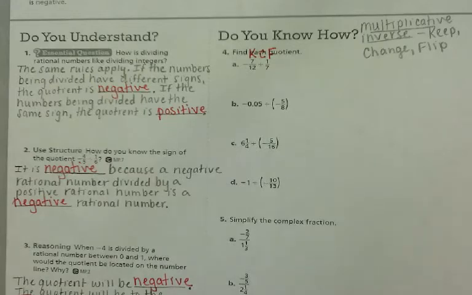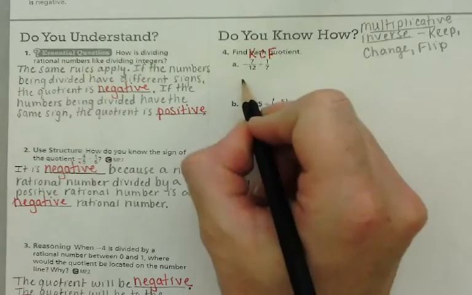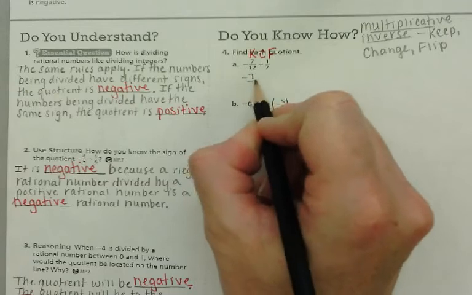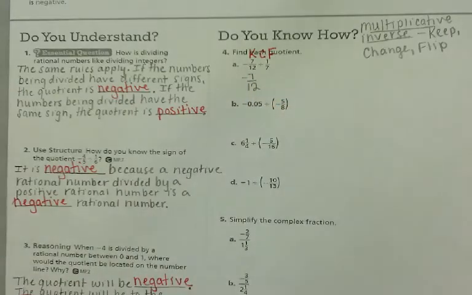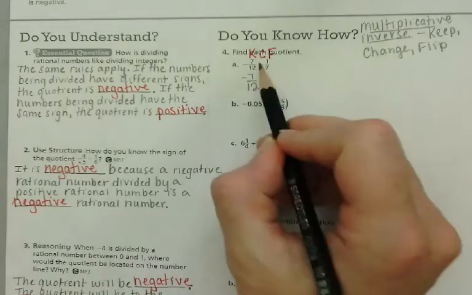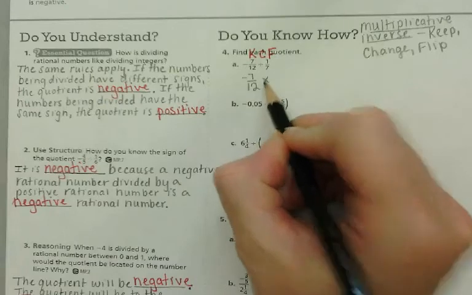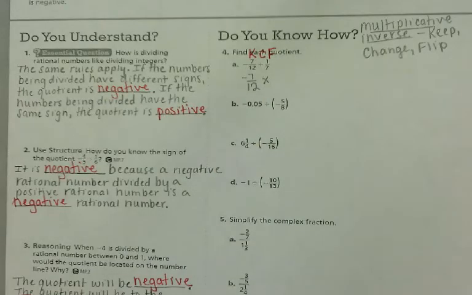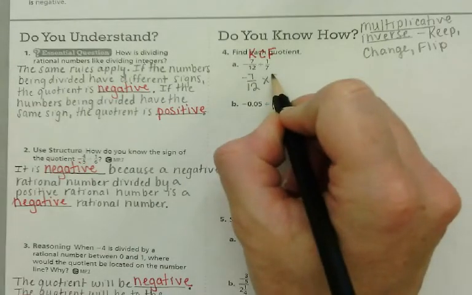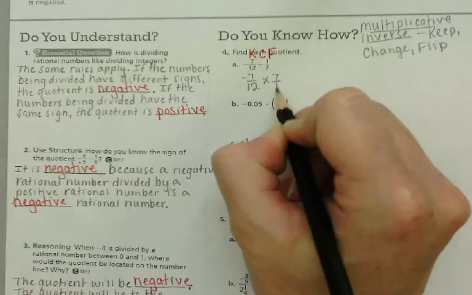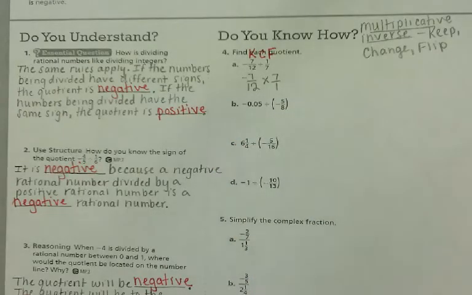Okay, so the K is above the -7/12. We're going to leave that alone. We're going to keep it. We are going to change that division sign, because it has a C above it, to multiplication. And then we're going to flip, which means to write the reciprocal of 1/7, and that will become 7/1.